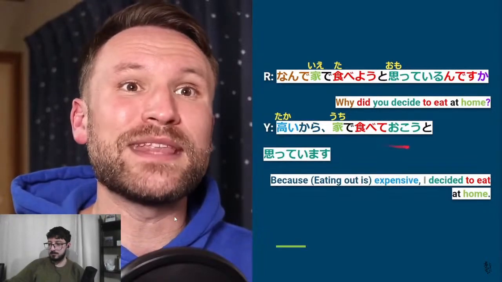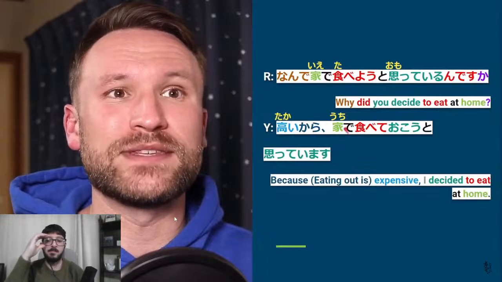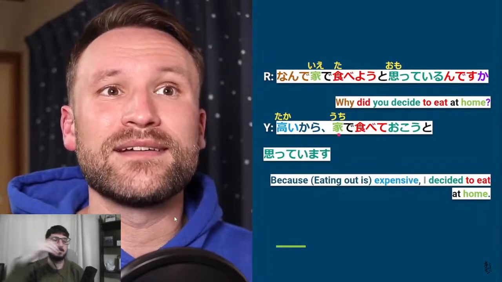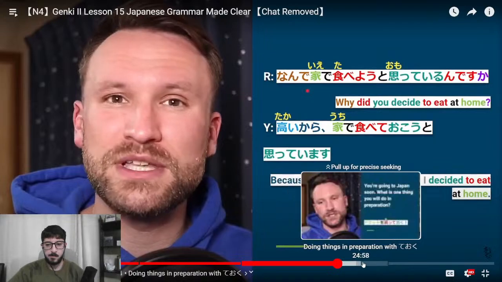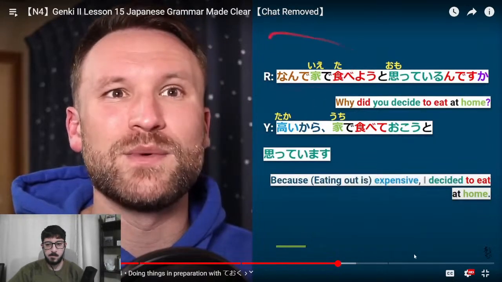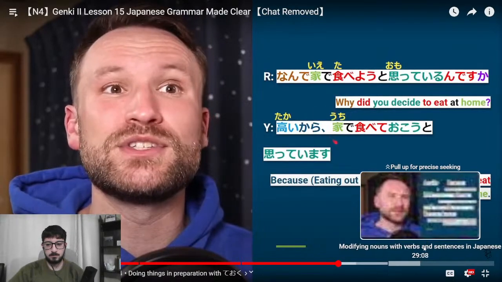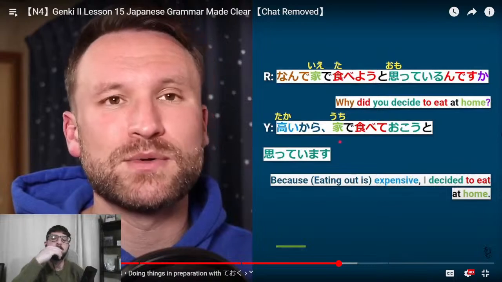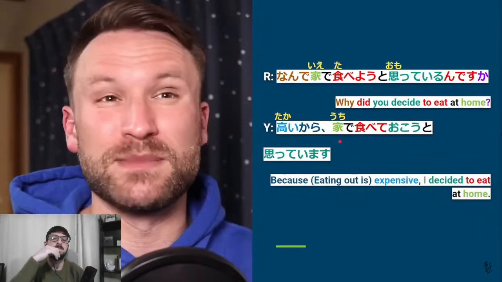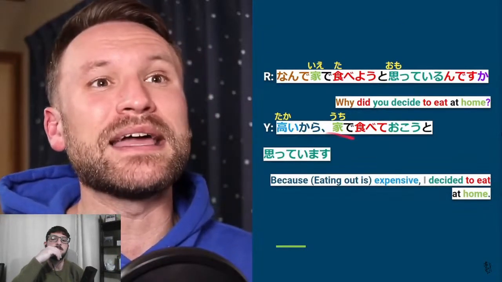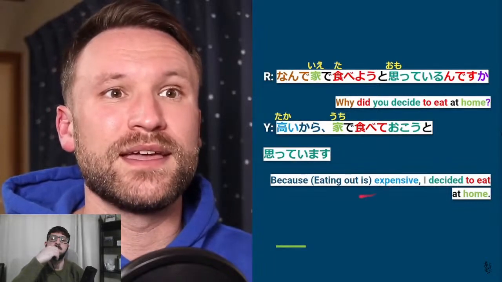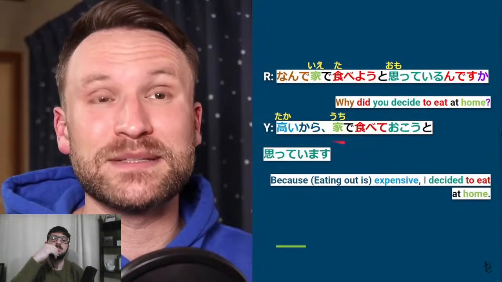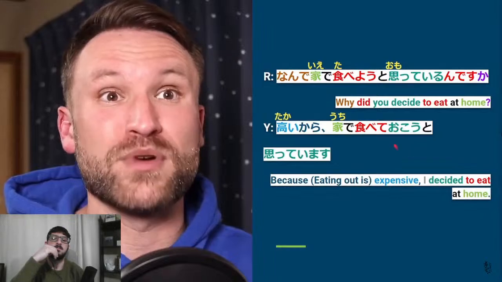うちで食べておこうと思っています. Interesting point here. We've got 家 and うち. Same kanji, different readings, usually by preference. This person, why are you eating at your house or at your home? Uchi is generally just for the word home as opposed to house, but you can use them interchangeably, to be honest. 高いからうちで食べておこうと思っています. It's expensive, and because it's expensive, that's why I'm eating at home in preparation for that.